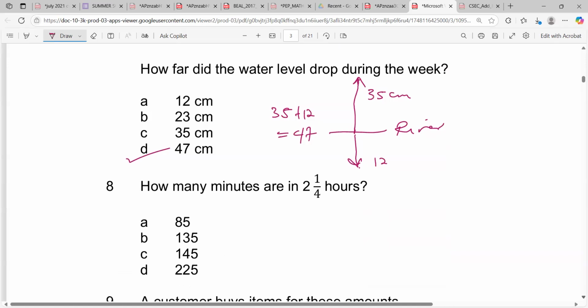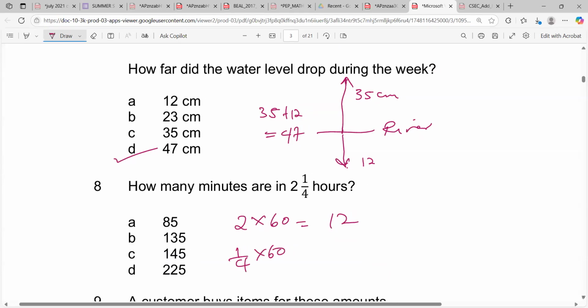How many minutes are in 2.25 hours? 1 hour is 60 minutes, right? So 2 times 60, that's 120. A quarter of 60 is 15. So 120 plus 15 gives you 135.